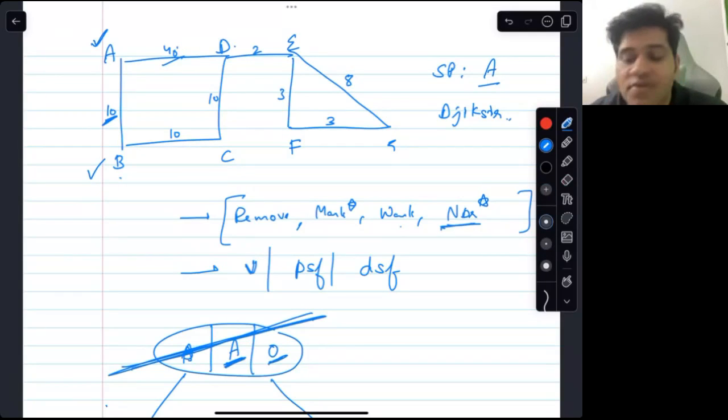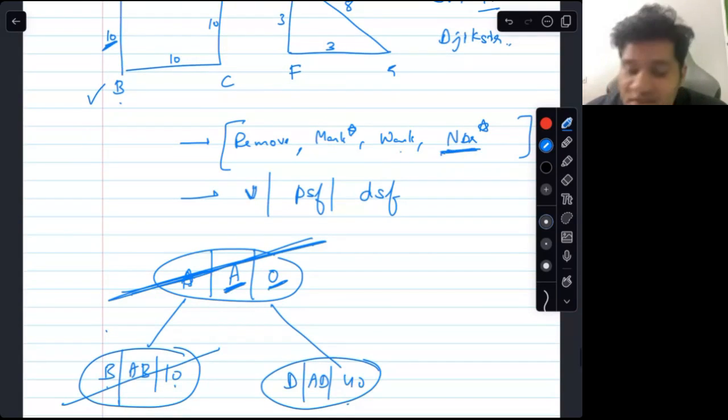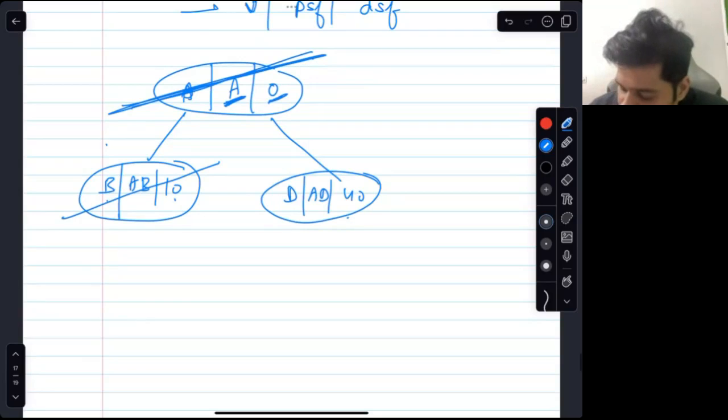Now you understand the meaning of star. Star means, when I say you have to add the neighbors, you don't have to add a marked neighbor. So for B, remove is done, mark is done, work is done. I am going to add the neighbors of B. The neighbors are A and C, but I won't add A because A is marked. I will add C.